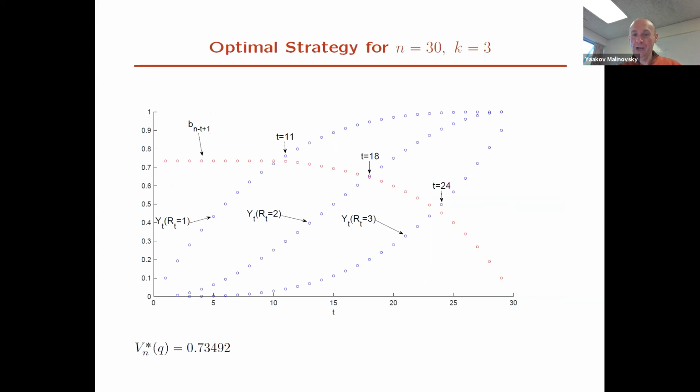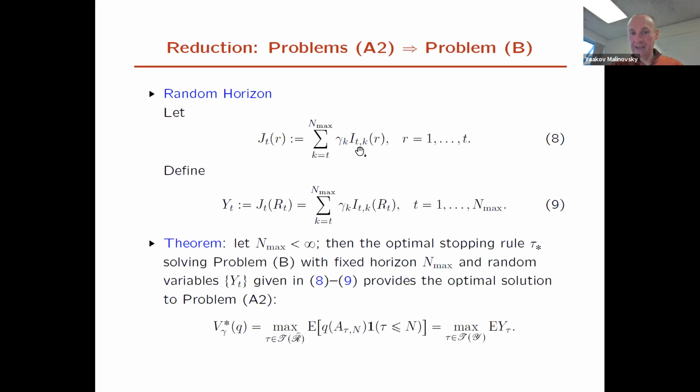So our new random variables here are exactly the previous case, weighted: at time t, if we arrive at time t, our horizon can be from t to n max. They are exactly the new weighted random variables, a kind of conditional expectation weighted by horizon. Now our theorem claims that if the maximum support is finite, the optimal stopping rule tau, which solves problem B with fixed horizon n max in the random variables Yt defined here, provides a solution to problem A2, the stopping problem with the random horizon.